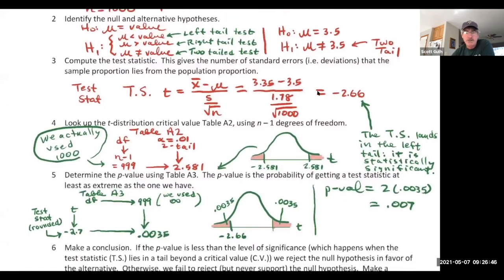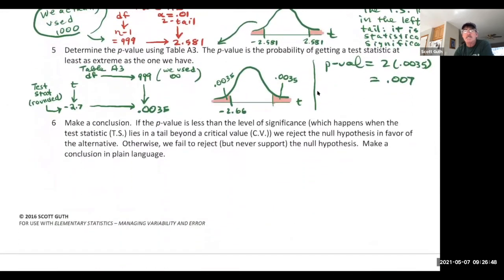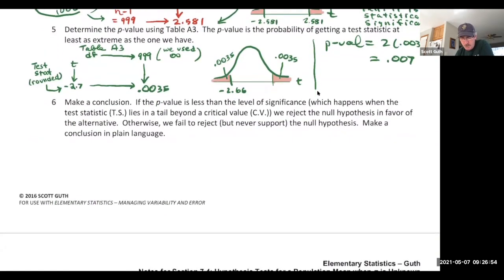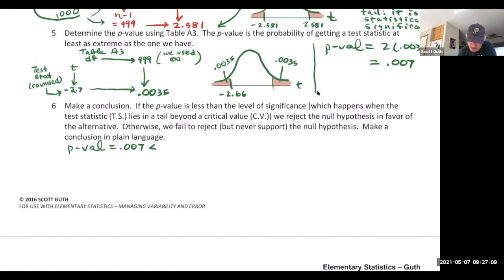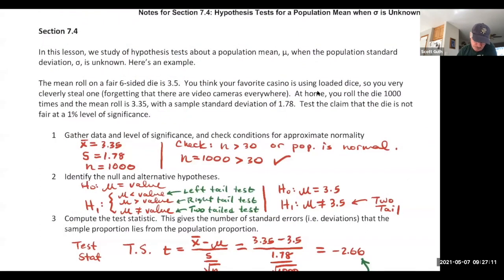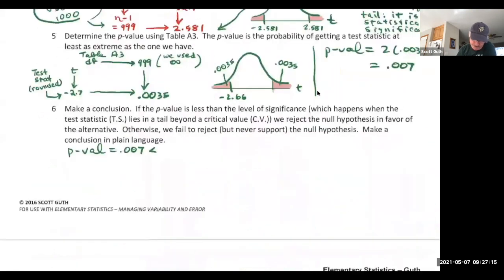All right, so here we are again. The only thing that's left is to make a conclusion. One way or another, you've got this p-value, and it's going to be close to 0.007 when you double it. So our p-value is 0.007. I think our alpha was 0.01 right here. So it is less than alpha.